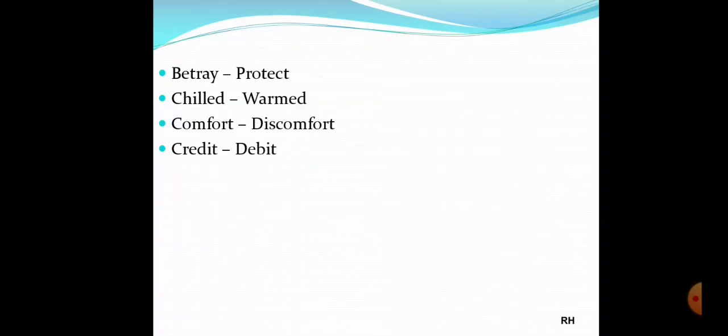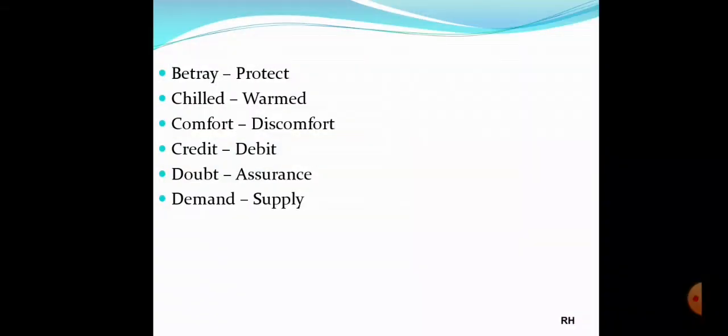Credit. Opposite of the same is debit. Debit. Next is doubt. Doubt. Opposite of the same is assurance. Assurance. Next is demand. Demand. Opposite of the same is supply. Supply. Next is dim. Dim. Opposite of the same is bright.